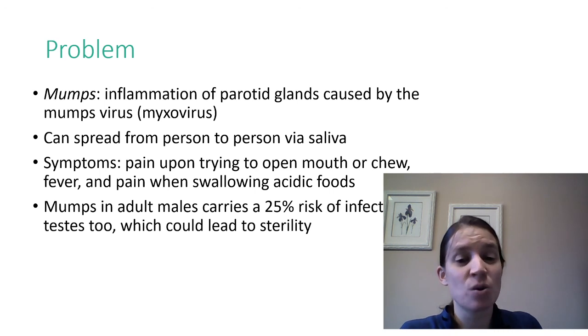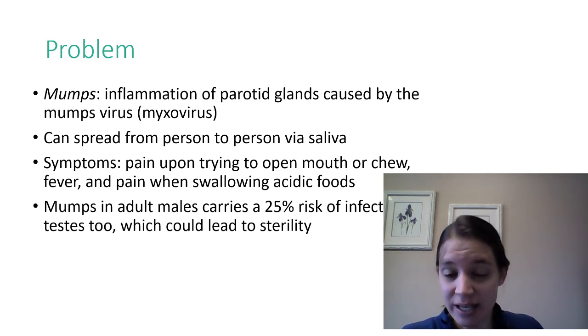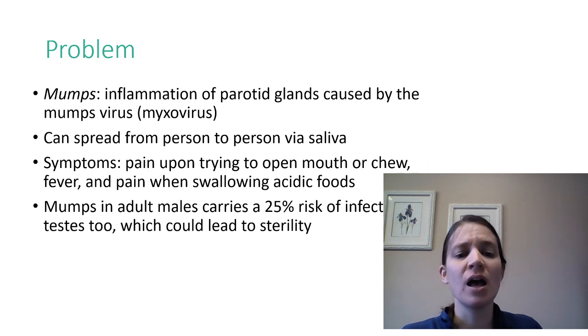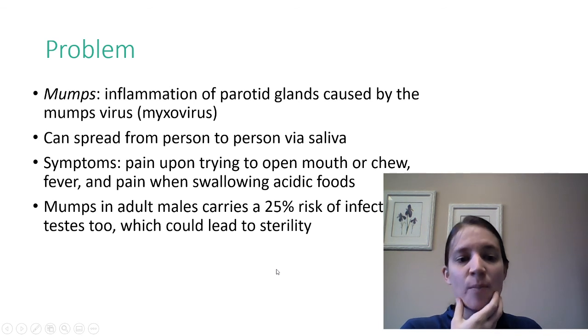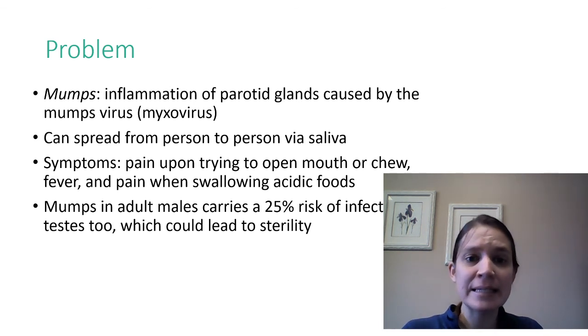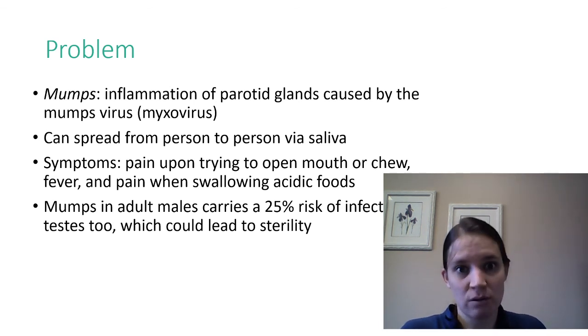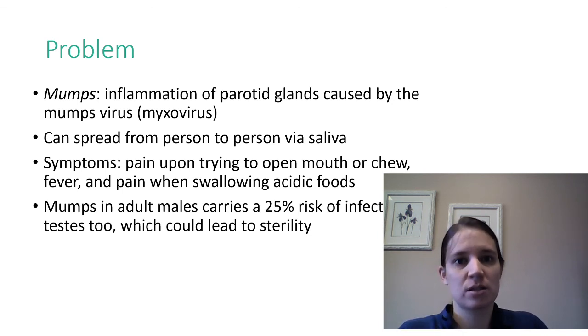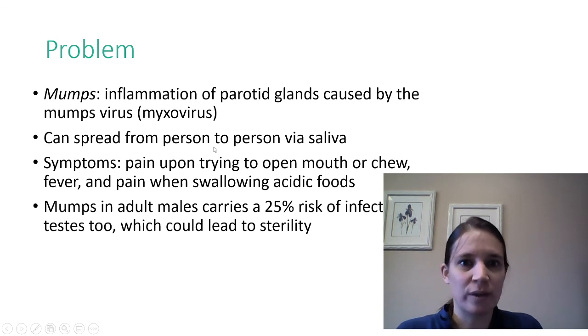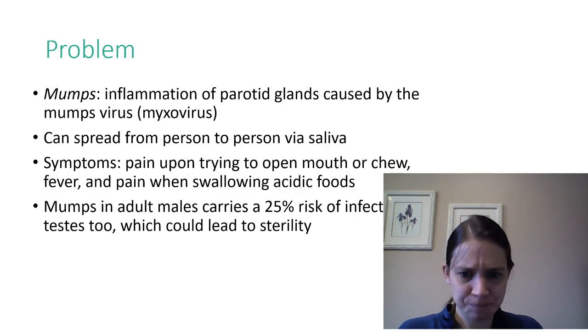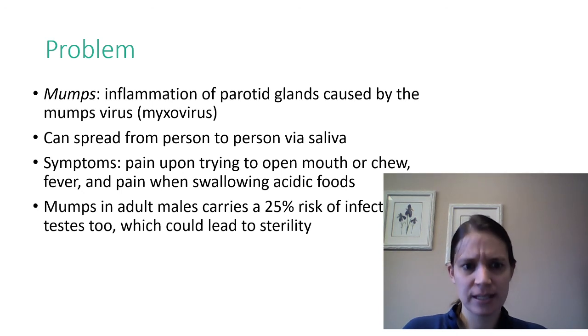The group that gets the worst complications is adult males. Often, for some reason, it infects the testes as well. So this virus comes in, you get mumps, but it also attacks the testes, and people go sterile, like they're not able to reproduce. It's a thing. Don't get mumps. So get a vaccine for mumps. So yay for that. That's all we've got time for today.